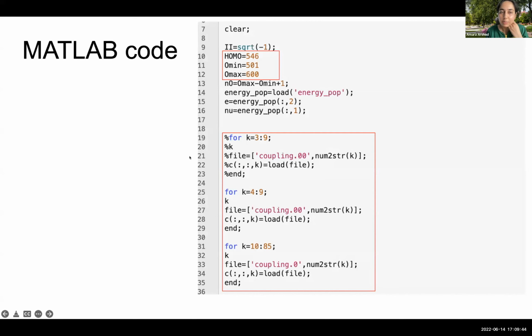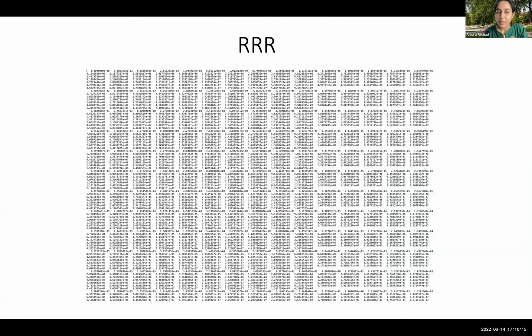And this is the input MATLAB code, and as everyone explained earlier, these are the orbitals, HOMO, and this is the maximum and minimum orbitals in the input overlap file that we provide. And here this is the loop of the coupling files information. For my case, it was from 3 to 85. After running the calculation, we get this RRR file, the format that was explained by Sarah in the form of the matrix and the diagonal matrix.